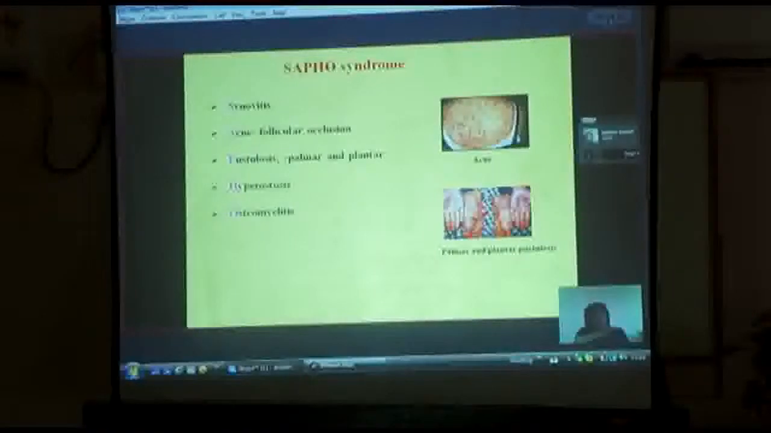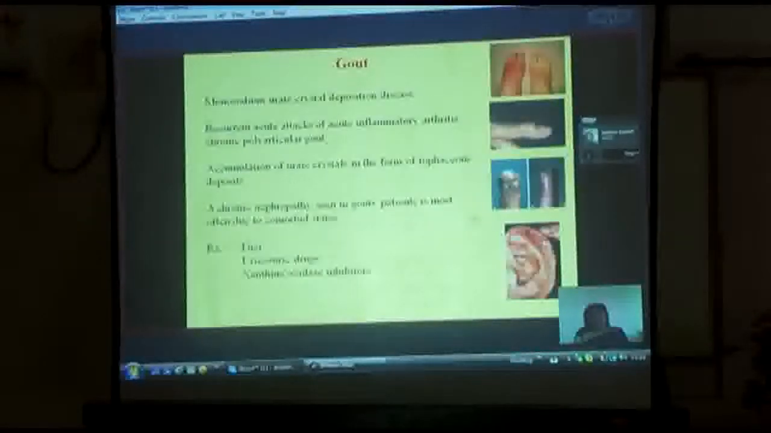Coming to gout, which is also an inflammatory polyarthritis due to monosodium urate crystal deposition. They present to us with acute attacks or sometimes with chronic articular gout. Skin lesions are due to accumulation of urate crystals in the form of tophi, which we commonly see in the DIP joints and in the pinna of the ear. Sometimes these can ulcerate, exuding uric acid crystals. Chronic nephropathy is seen mostly in patients with comorbid conditions. Treatment is with diet, uricosuric drugs, and xanthine oxidase inhibitors.